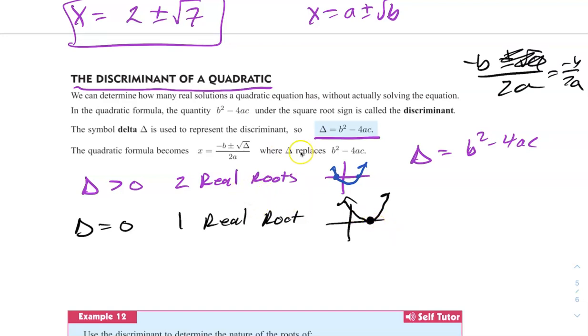So if your discriminant is positive, that means you're going to get a plus and minus, so you get 2 real roots. If your discriminant is 0, that means it just cancels out. You just get the 1 answer, 1 real root, a double root.